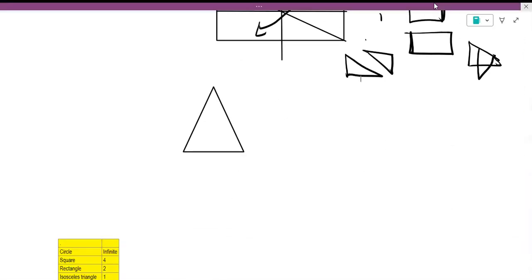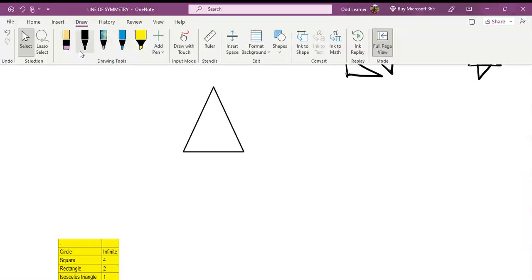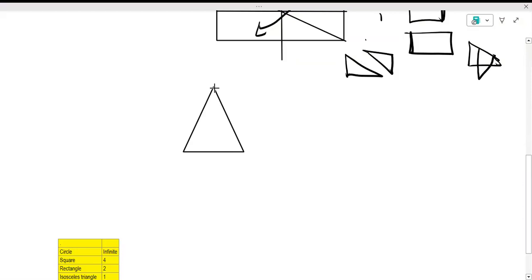For an isosceles triangle, you just have one line in the middle. Sorry about my line. I have to move it to the middle. Okay, somewhere around here is fine. I think this is okay as long as it passes through the middle. It's not perfect, but yeah, I think this is okay.